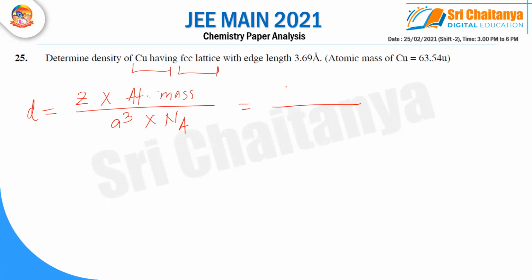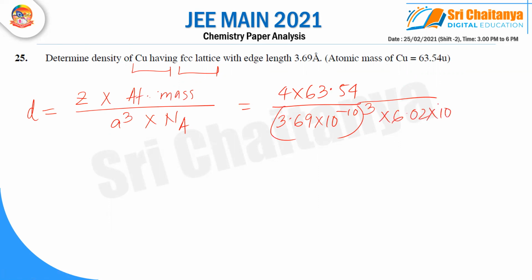Now when you simplify this, 4 will come here, 63.54 will appear. Now what is the length of the unit cell? That is 3.69 angstrom, 10 to the power minus 10, and you cube it, multiplied by Na, 6.02 into 10 to the power 23. Now, when you simplify all this, approximately it comes around 8.4 gram per ml.